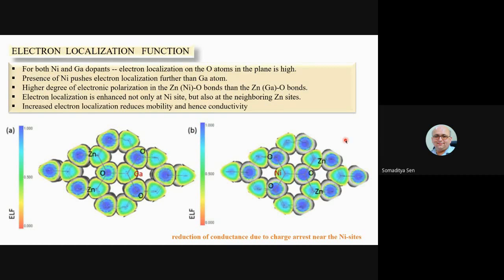So theoretically, if you do an electron localization function measurement, this is not done in my lab. It is done by one of my collaborators. They have found out that by doping different elements, as here I'm showing the nickel and gallium case, it is basically not the same as what I started with.